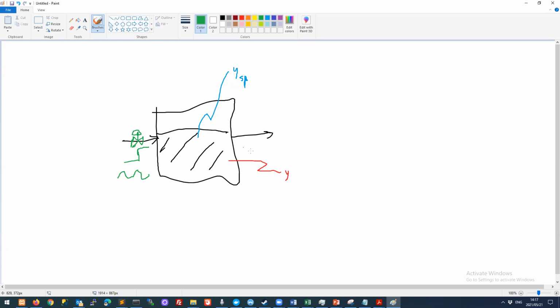Closed loop means when you are measuring what's happening here and you are using that response to drive this controller.